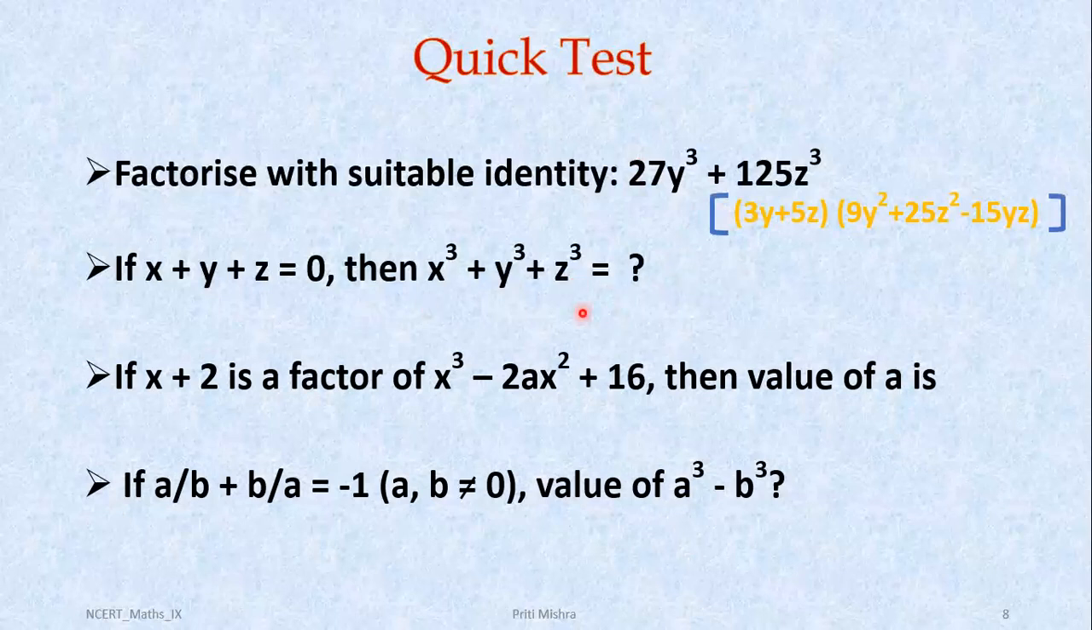Yes. Have you done the next question? Yes, its answer is 3xyz. This is the answer which you can get from the identity number 8, where you can put x plus y plus z equal to 0 in the right hand side. Then you will be having an expression where you can transfer the term 3xyz to the right hand side. So you will get the answer in that way. So this is the answer.